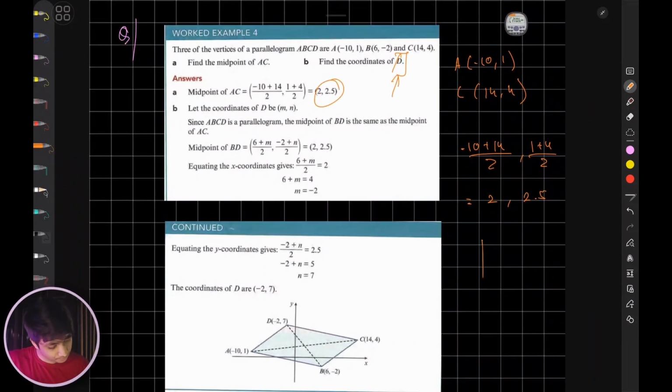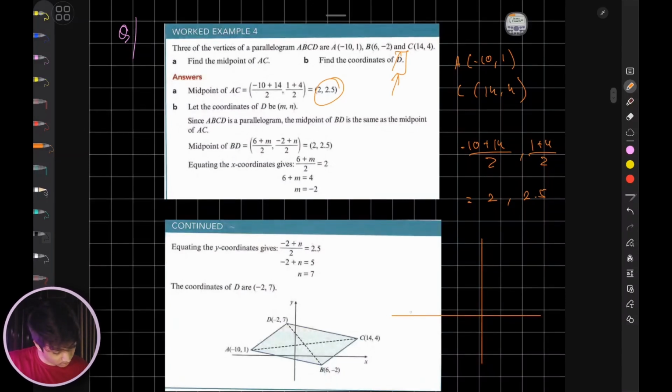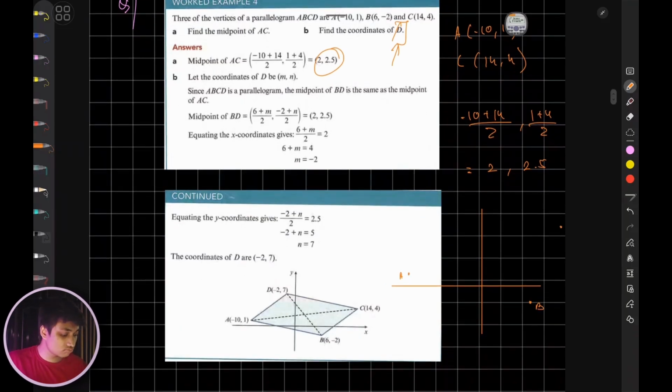For A, minus 10 and 1, minus 10 somewhere over here, this is A. And B is going to be 6, minus 2, somewhere over here. And C is going to be 14 far apart, and it's going to be 4 somewhere over here, let's say. Now D. For D, it could be, let's say, over here. This could be a possible position for D. I'm going to mark it with red. Or the other position that could be is this one. This could also be D.